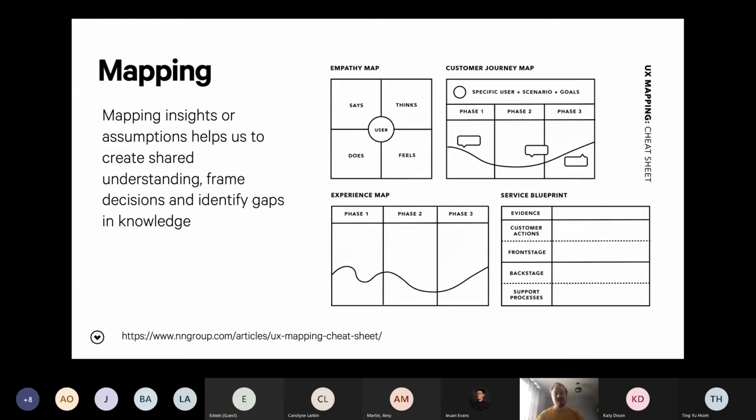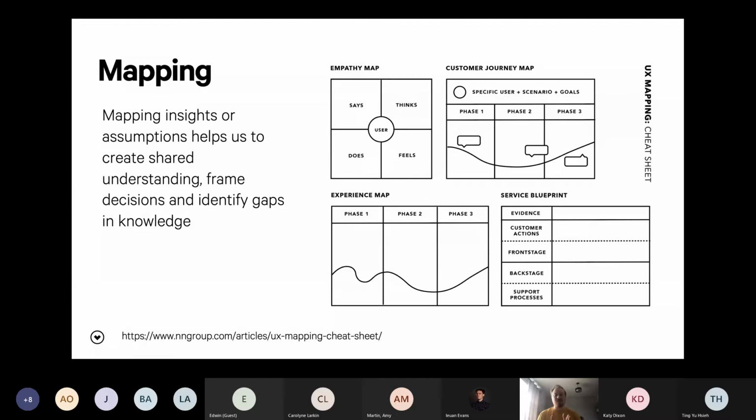So it might be an empathy map, which enables us to demonstrate our understanding about customers, like groups of customers and how they think and that kind of thing. Or it could be a customer journey map, so we're really interested in how a customer gets to a specific experience, for example.